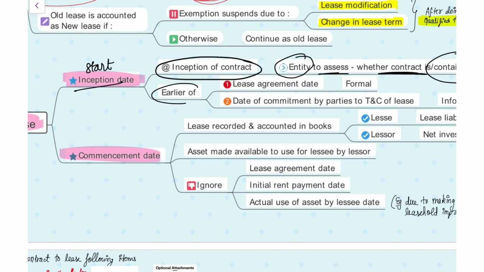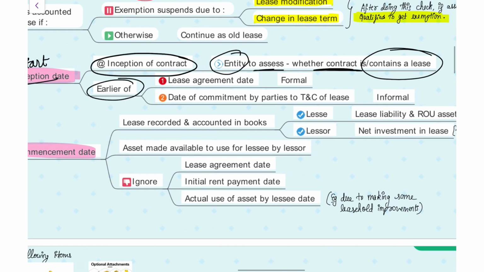So what is the inception date? Inception date is the earlier of the lease agreement date or the date of commitment by parties to terms and conditions. So what is the lease agreement date? The lease agreement date is a formal date where two parties have come together and decided that today we will get into a contract, and have signed their contract on that day.